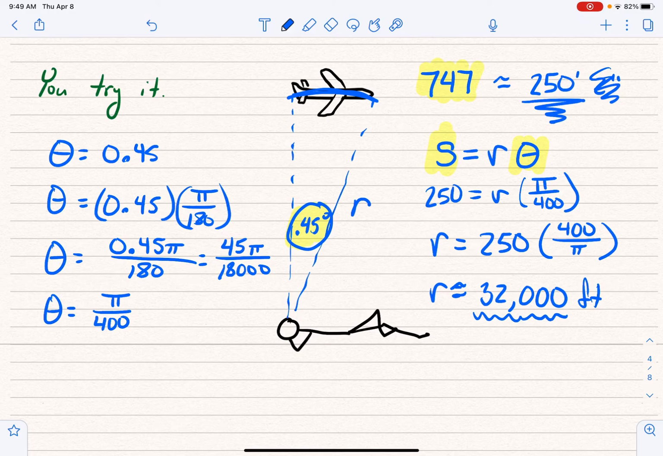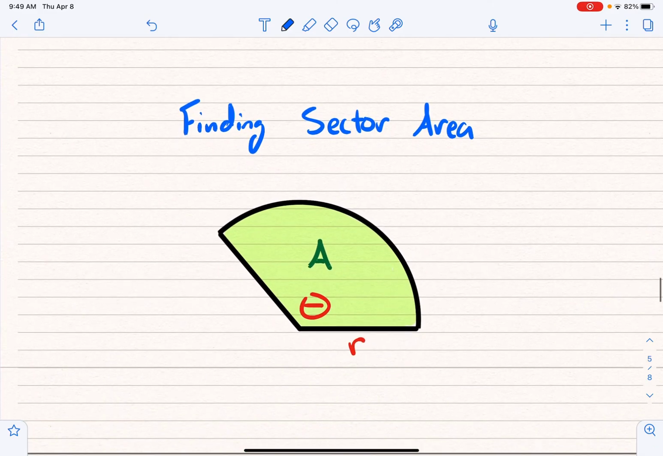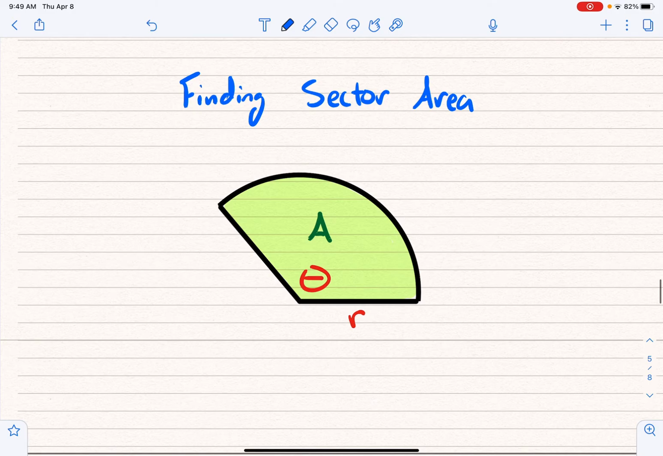Okay. All right. Now we've got to talk about the second benefit of radians. The second benefit is we can find sector area. Okay, so arc length is that distance. Sector area is that surface area. A sector is basically part of a disk. If I chop it up into a piece, think of a piece of pizza or a piece of pie, the surface area of that is called sector area.